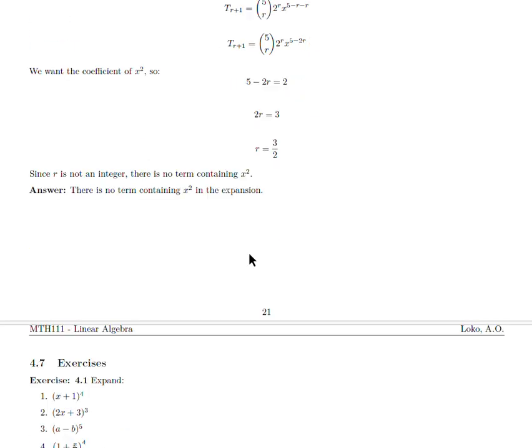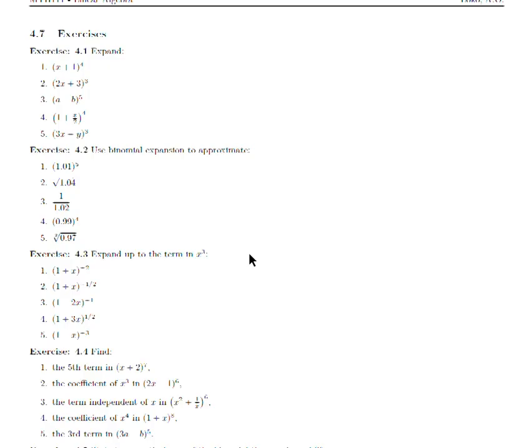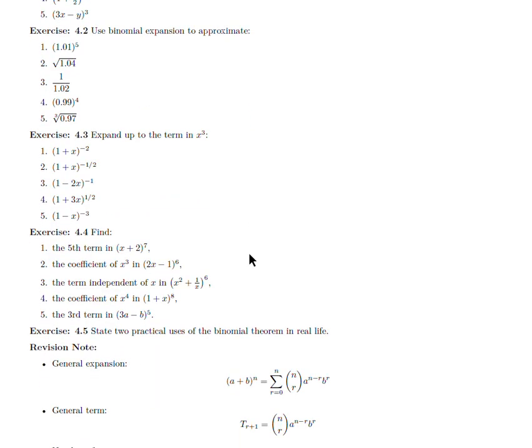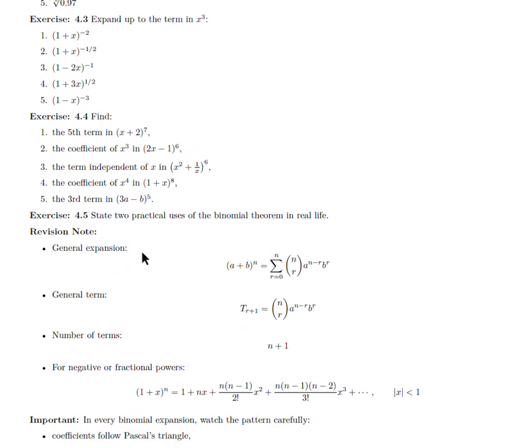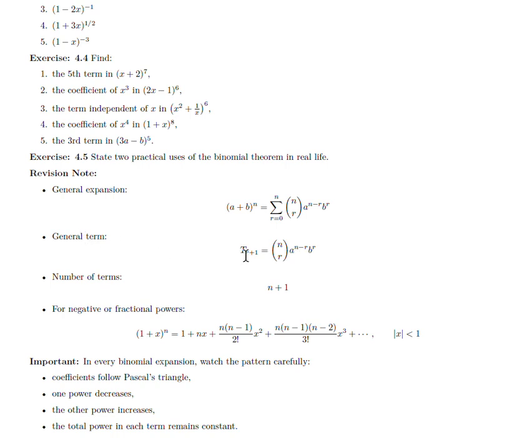Now, we have some exercises, and take note that the general expansion for our binomial is given by this formula. We have the general term, which we just treated, the r plus 1th term. Every expansion will have n plus 1 terms, that's binomial expansion. For negative or fractional powers, or rational powers, this is the expansion, right?